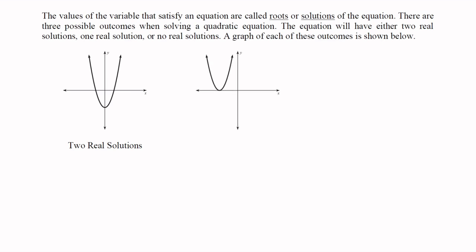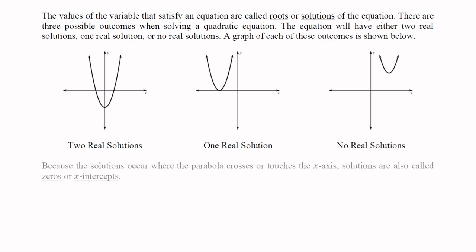In this parabola, only the vertex is touching the x-axis. In this case, we have one real solution. And then this parabola is above the x-axis and it is going infinitely upward. So it will never cross the x-axis, so there are no real solutions. Because the solutions occur where the parabola crosses or touches the x-axis, solutions are also called zeros or x-intercepts.